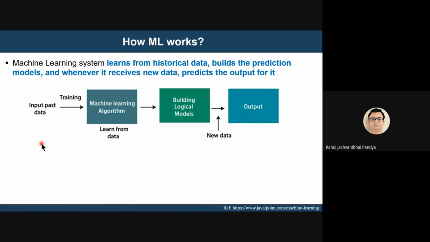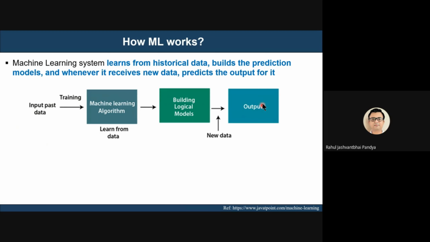How does machine learning work? Machine learning is where the system learns from historical data. So you give the past data input, and it will try to build the prediction models, right? Sometimes if it is supervised, we give the label data. If it is unsupervised, we do not give the label data, right? We give the inputs, and it will try to build the prediction models, and whenever it receives new data, based on the previous input data sets, it will try to identify the patterns, or maybe map along with the features, and then predict the output from it.